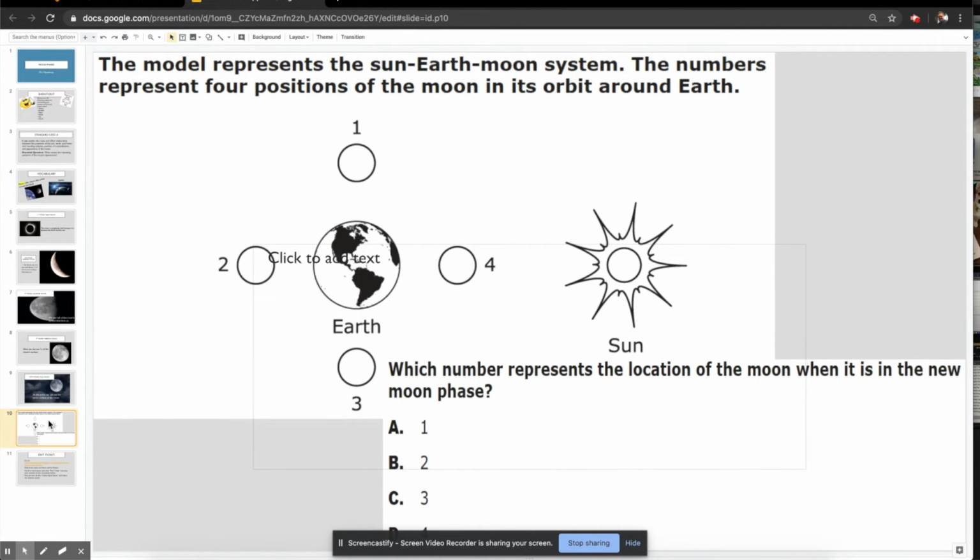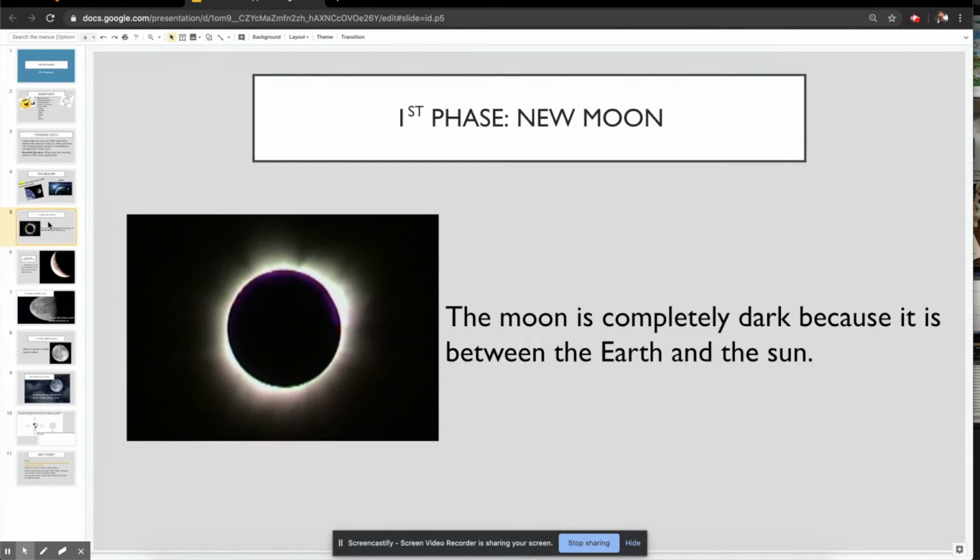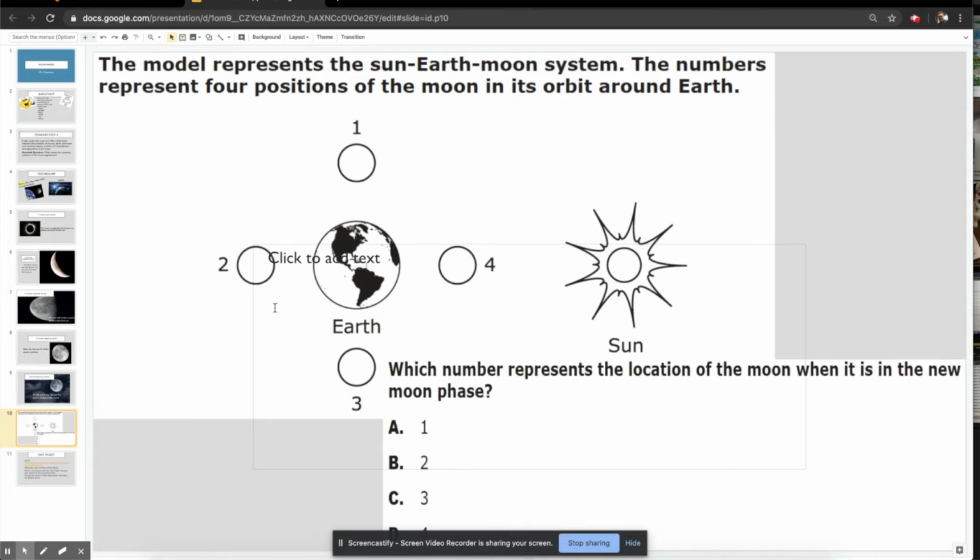All right, so let's look at the question now. Which number represents the location of the moon when it is in the new moon phase? All right, so let's go back to our slide, or in your case, the video maybe. The new moon phase, the moon is completely dark because it is between the earth and the sun. So we're looking for the moon being in between the earth and the sun.